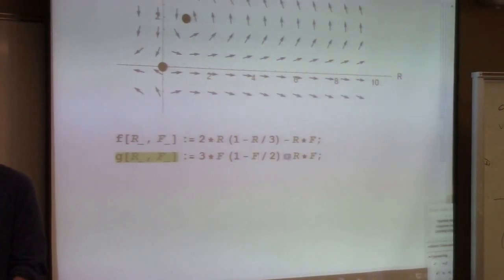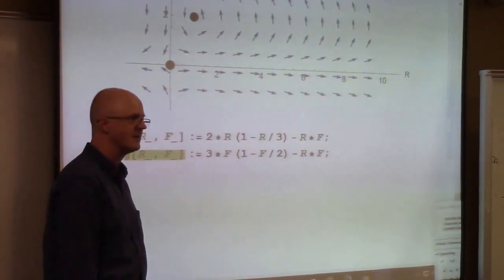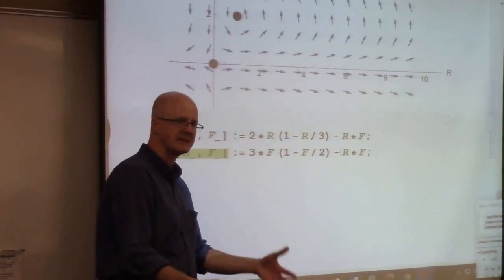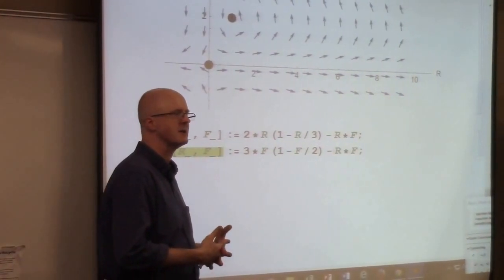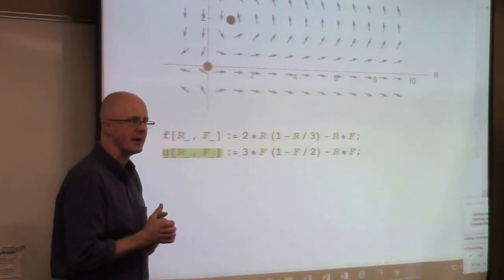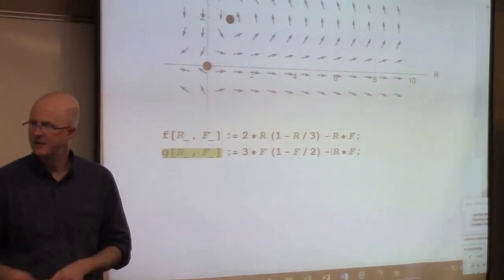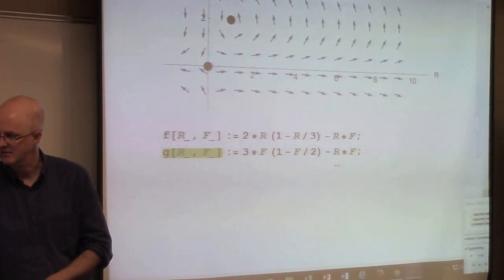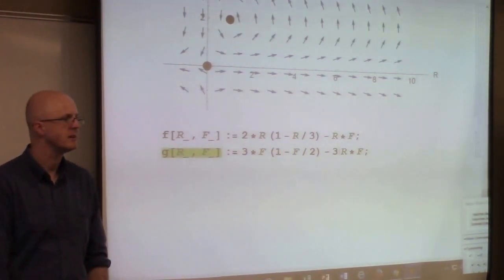I want interaction to be negative for both. When there are lots of rabbits and foxes, they're all competing for the berries, and so they all tend to influence the growth rates of the other species negatively. Maybe the effect is greater for the foxes, say, so maybe I'd have a bigger coefficient there, bigger negative coefficient.